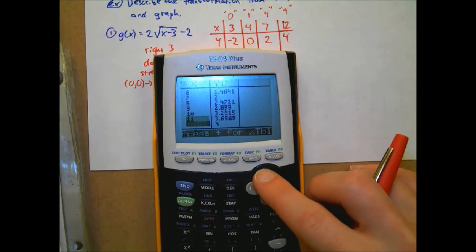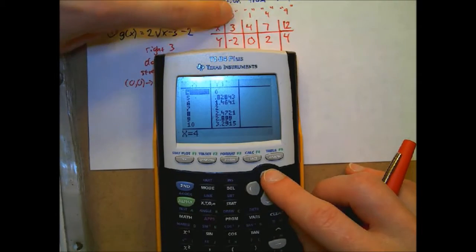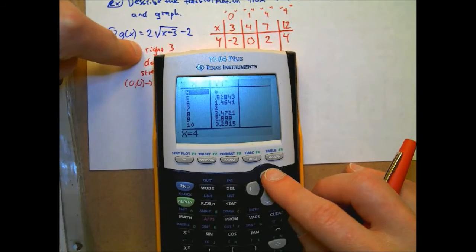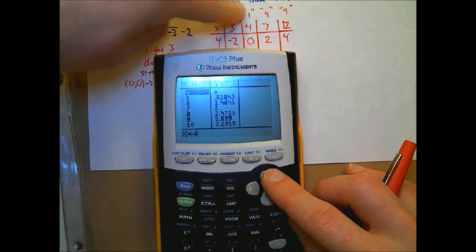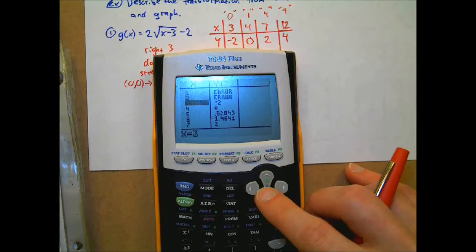We had to adjust our x values. We had the 0, 1, 4, and 9, and we adjust those based off of the shift. We had to shift them all right 3. So 0 became 3, 1 became 4, 4 became 7, 9 became 12. And we can use our table to get the matching y values.